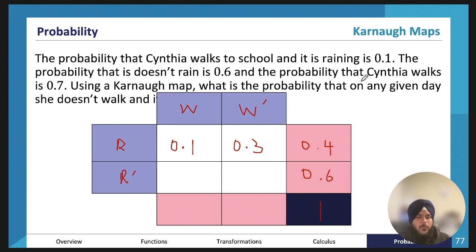Using a Karnaugh map, what is the probability that on any given day she doesn't walk and it is raining? So essentially, we didn't even need to fill out the rest of the table. So she doesn't walk and it is raining is just going to be 0.3. So essentially what we're determining here was the probability of raining and not walking, which in this case is going to be 0.3. So pretty straightforward. If you know how to use a Karnaugh map, you should be pretty familiar with how to use this.